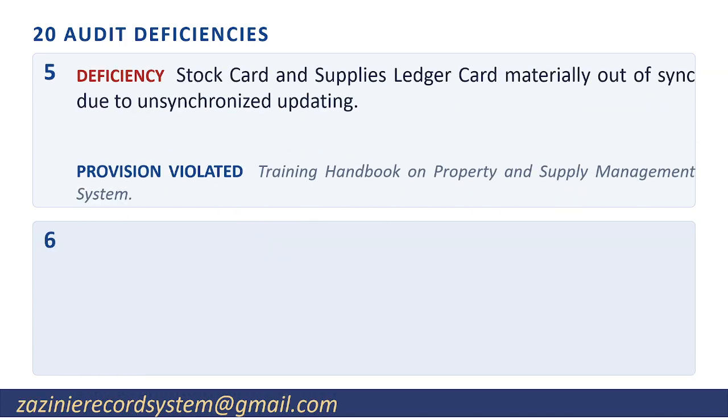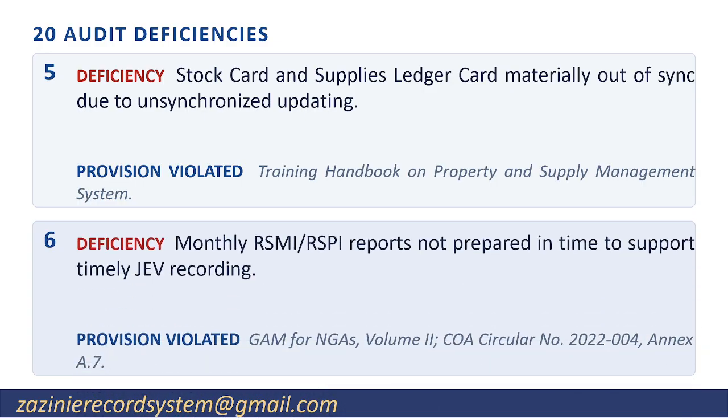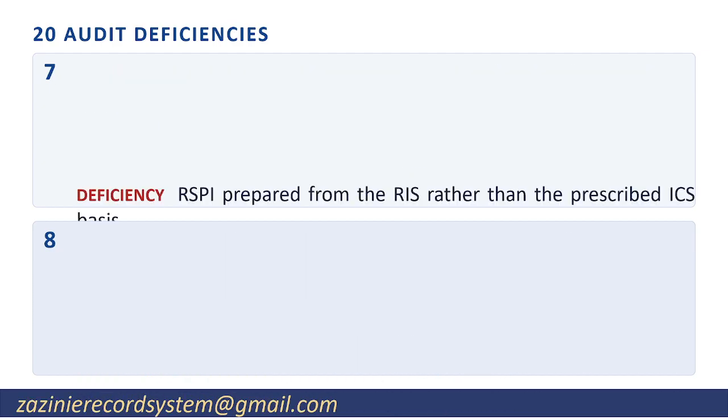Number 5. Deficiency: stock card and supplies ledger card materially out of sync due to unsynchronized updating. Number 6. Deficiency: monthly RSMI, RSPI reports not prepared in time to support timely JEV recording. Next slide. 20 audit deficiencies.